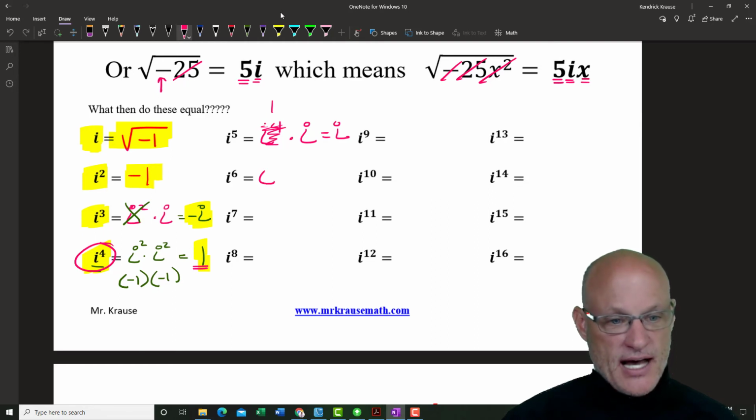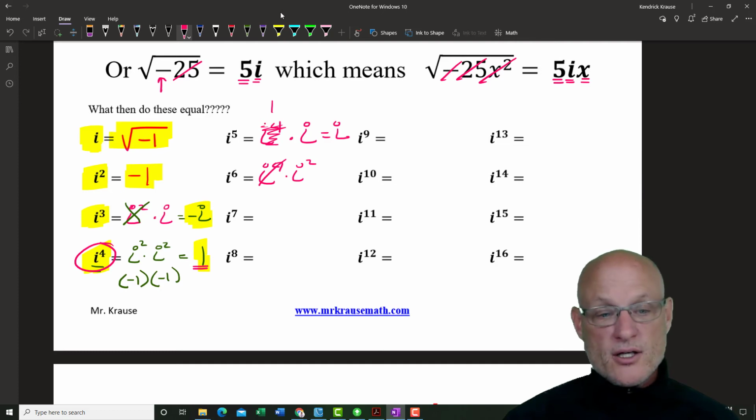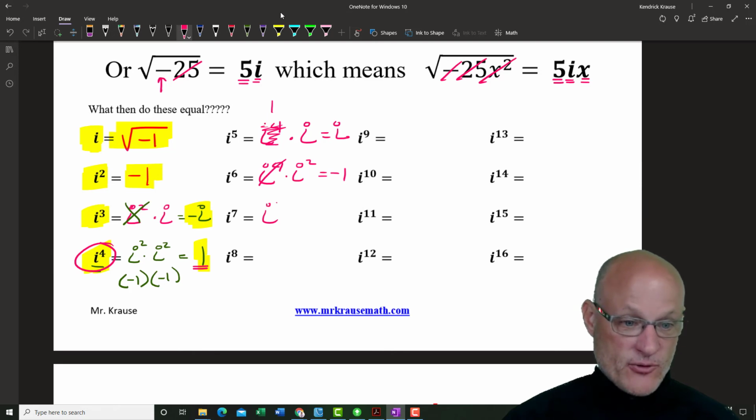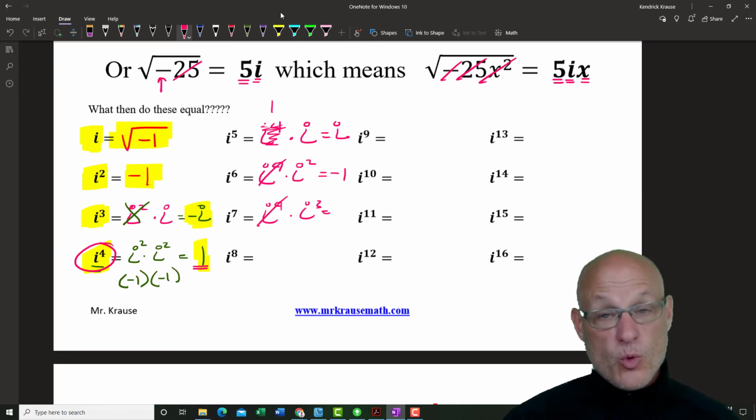I to the 6th is I to the 4th times I squared. Well, I to the 4th is just 1, and I squared is negative 1. So this is 1 times negative 1, which is negative 1. I to the 7th is I to the 4th times I cubed. Well, I to the 4th is 1 times I cubed, which is negative I. Right? I cubed is negative I. And then I to the 8th, isn't that just I to the 4th times I to the 4th, which is 1 times 1, or 1.